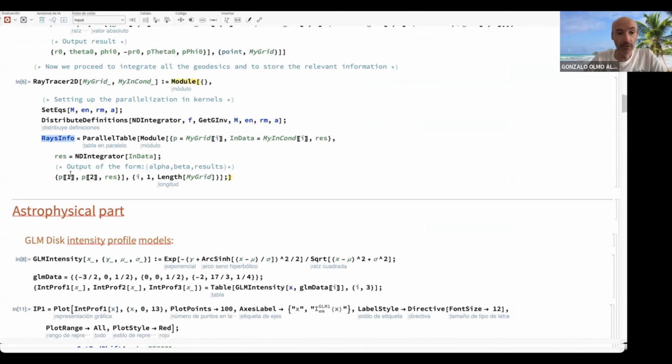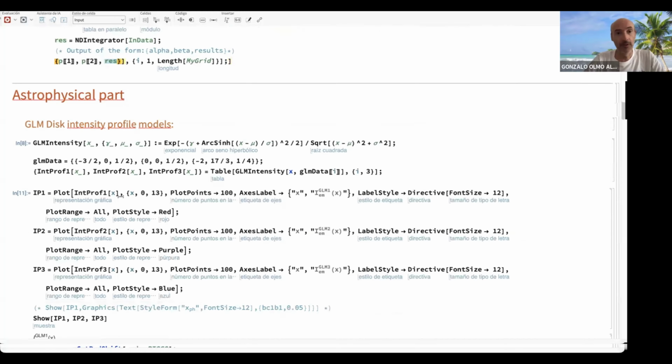Rays info, remember, it must contain the alpha beta, so the pixel, and then for each pixel, the intersection points for that geodesic. Because each pixel may have contributions from different intersection points. And each intersection point contains the radius and the force momentum. Remember that.